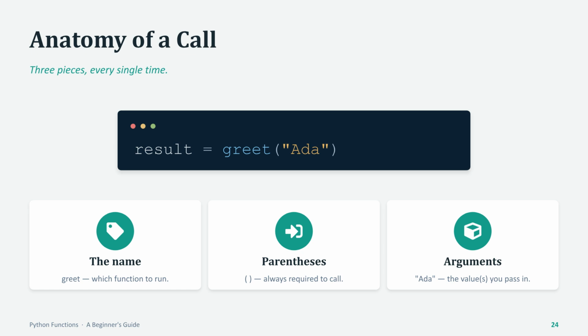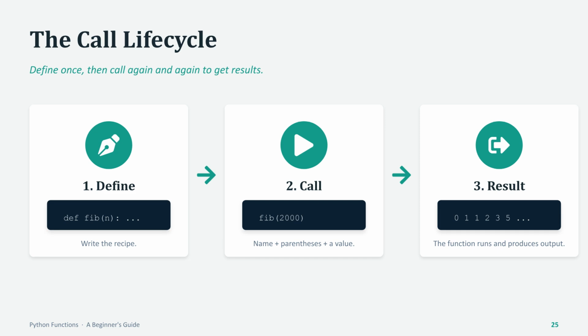Anatomy of a call always includes 3 parts: the function name, the parentheses to trigger execution, and the arguments, which are the specific values you pass into the function. The call lifecycle follows these steps.